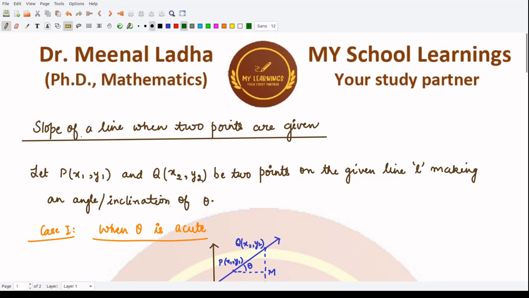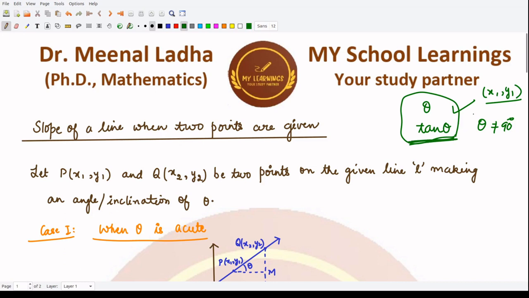So here in the previous video, we already saw that when a point x1, y1 and some angle theta is given to us, then we can calculate the slope by using the formula tan theta. That is so simple, and it is not defined whenever theta is equal to 90 degrees. Using the slope and one point, we are able to calculate the equation of the line. That we have not studied, but we can do it, right?